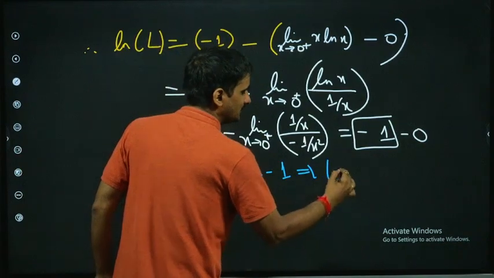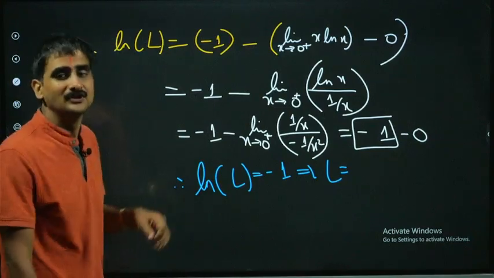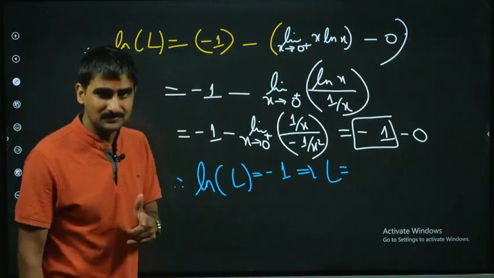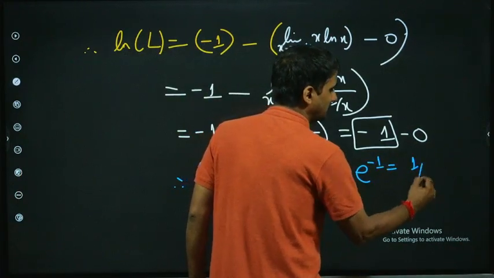So how much is L? The limit is the anti-log of minus 1, which is, since ln is natural log to the base e, when you take it to that side, e raised to the power minus 1, which is 1 by e, bachcho.